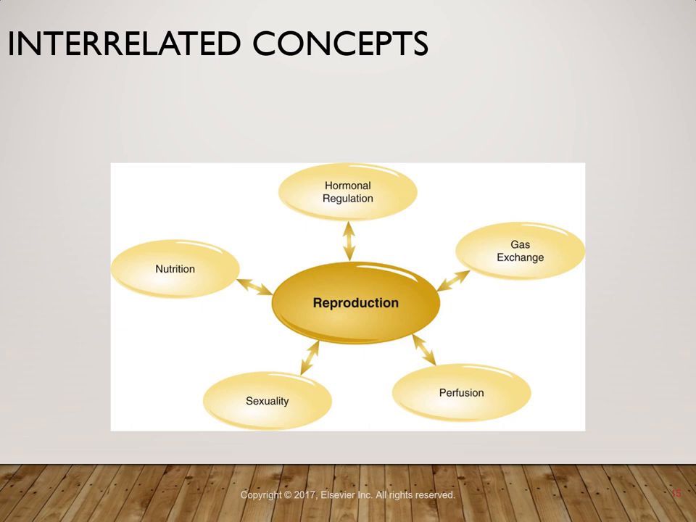You can see here that we have a few interrelated concepts. It's pretty self-explanatory that sexuality and hormonal regulation are very closely related to reproduction. Nutrition is essential for maintaining a normal reproductive capability and to sustain the development of a productive conception. Again, perfusion and gas exchange are also essential for reproduction. Without the normal perfusion and gas exchange at the level of the lungs, transported by the blood to the fetus, the process is not going to be possible.